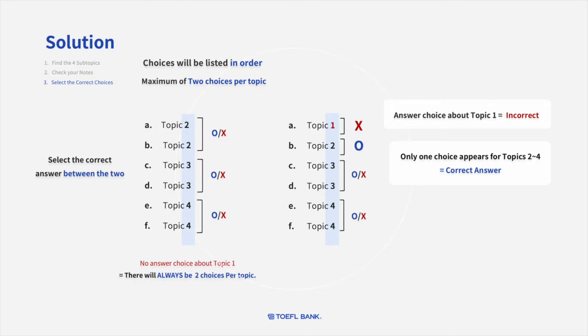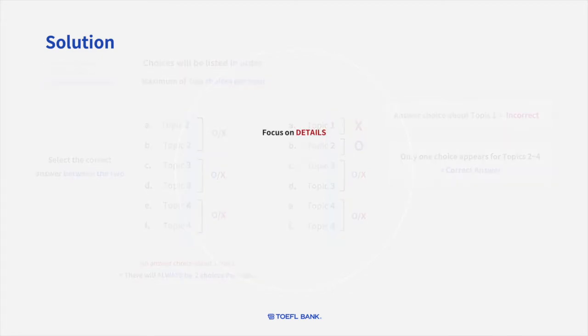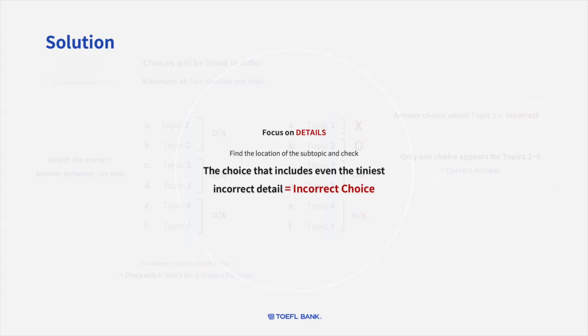While finding the answers to the question, you will encounter several occasions where you're not sure what the right choice is. In this case, what you have to do is to focus on the detail of the choice. The reason why answer choices seem confusing is because of the minor details that make an answer choice incorrect. So if you're confused, find the location of the subtopic that the choice is talking about with your notes, skim through the passage, and check. If there's a choice that includes even the tiniest detail that is not a fact from the passage, that means that it is an incorrect answer choice.